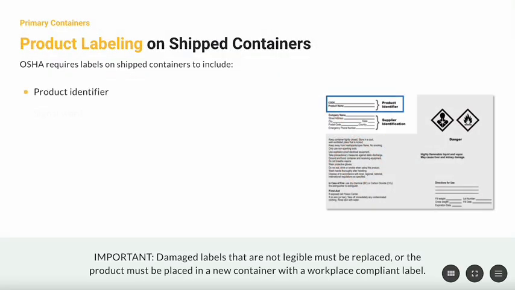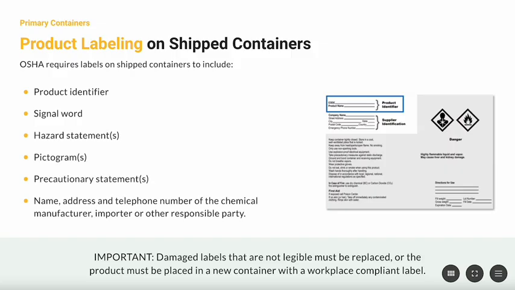Labels on shipped containers, also known as primary containers, should never be removed, modified, or defaced. If a label needs to be replaced, the new one must contain the same exact information. The product identifier on the label must match the one on the SDS.